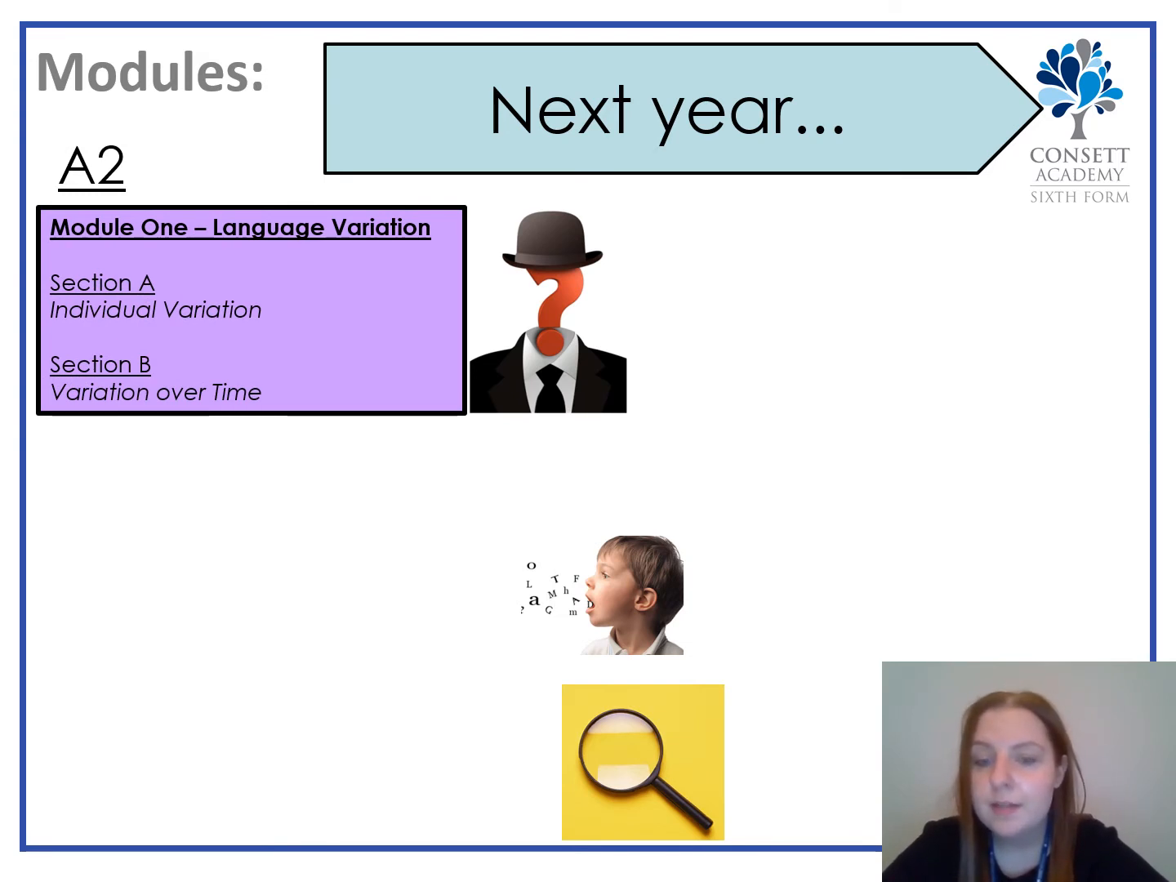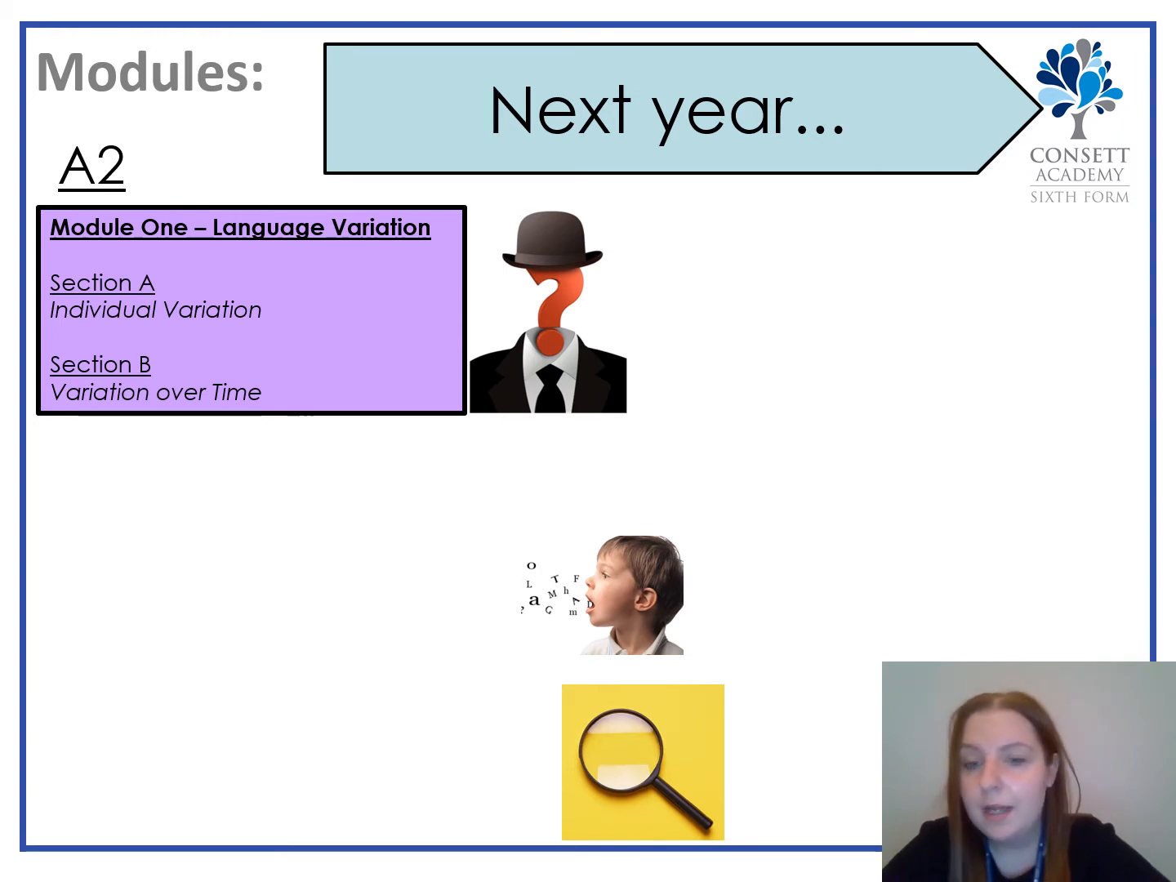This is very similar to identity. You will again look at how language is used to present particular identities within texts. However, this time you will compare them to one another. You also study variation over time, which will be completely new in year 13.